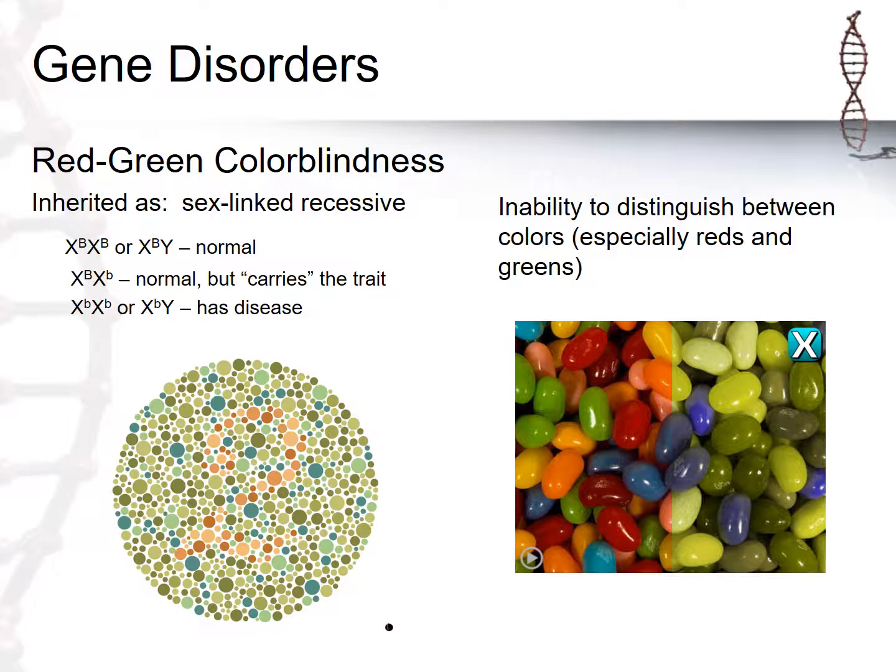Red-green color blindness. I'm sure we have some people with red-green color blindness. This is a sex-linked recessive trait. It means you're unable to distinguish between red and green. Generally, with all colors you have a little bit of difficulty, but especially reds and greens. In this image right here, you should be able to see the number 2. And on this side of this image, you should be able to see some red jelly beans and some orange jelly beans.